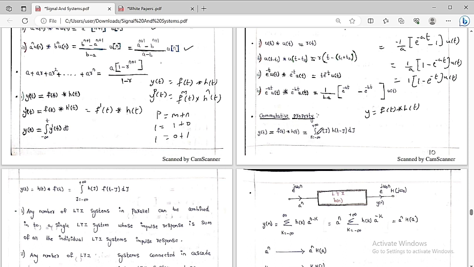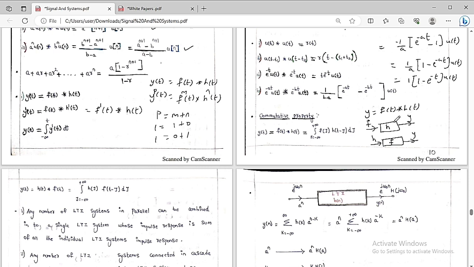Commutative means, suppose there is one system. The input is f(t) and the impulse response is h(t). Then the output y(t) is equal to f(t) convolved with h(t). For the other system, the impulse response is f(t) and the input is h(t), and the output is the same as the previous case. That is the meaning of this.